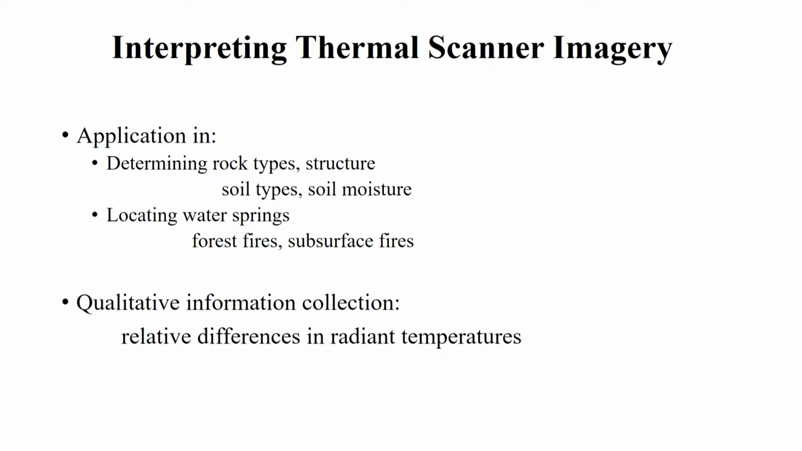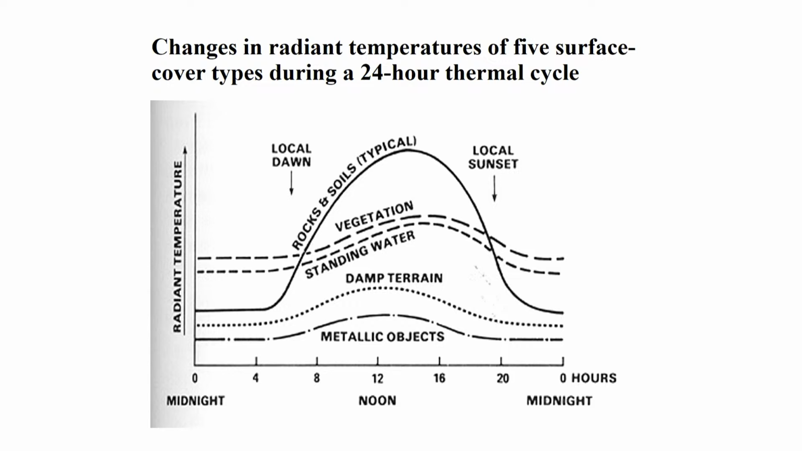There are different applications of thermal imagery: to determine rock types, structure, soil types, soil moisture, forest fire, and subsurface fires. So we can use thermal imageries in several applications to find out temperature information. Now this shows the changes in the radiant temperature for five surface covers. A 24-hour cycle has been considered here.